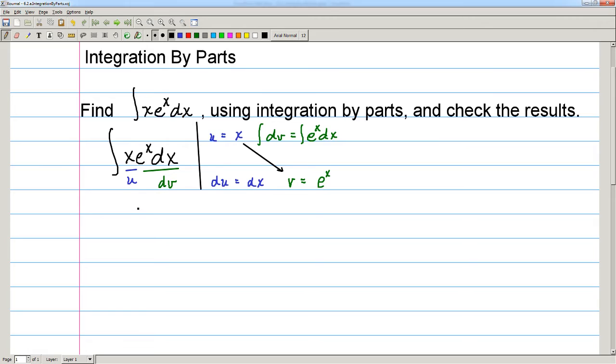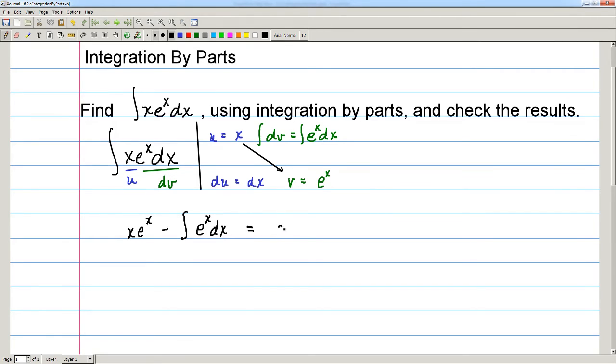And now we know that the integral of x times e to the x dx is going to be u times v, x times e to the x, minus the integral of v du, e to the x du. Now remember that when we differentiated a product of two functions, we had to differentiate twice, and we got a sum. So if we're going to integrate a product of two functions, we're going to have to integrate twice. And we'll get a difference.